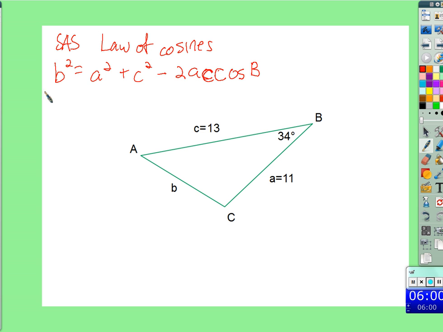Do you want to solve the entire triangle? No, just find B for right now.